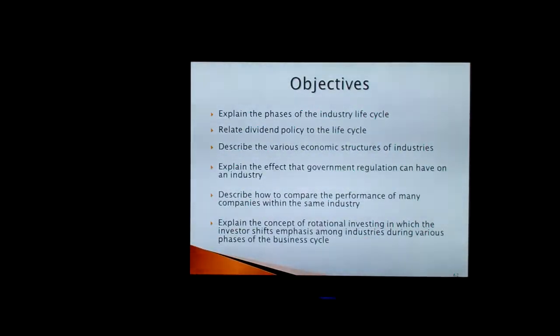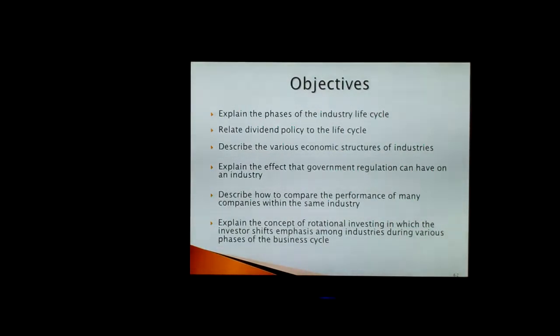Okay, some of the objectives from this chapter: explain the phases of the industry life cycle, relate dividend policy to life cycle. That has something to do with the way as a company grows, where we allocate our cash, right? Inside the business again or out to shareholders.